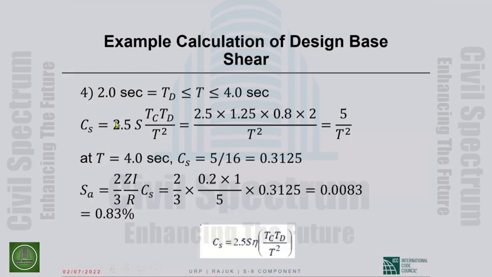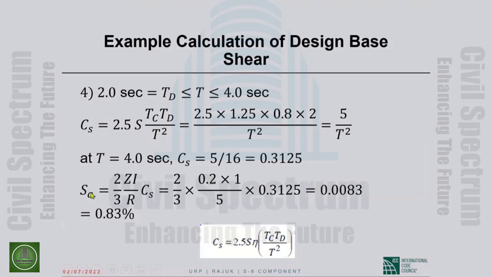Anyway, 2.5. The soil factor is 1.35. T sub C is 0.8. T sub D is 2 divided by T squared. And that apparently came to 5 over T squared. It will probably be a little bit different. So at 4 seconds, C sub S would be 5 divided by 16, or 3.125.